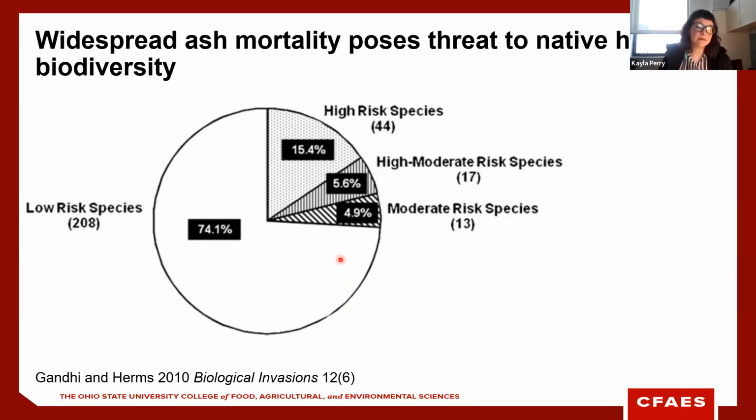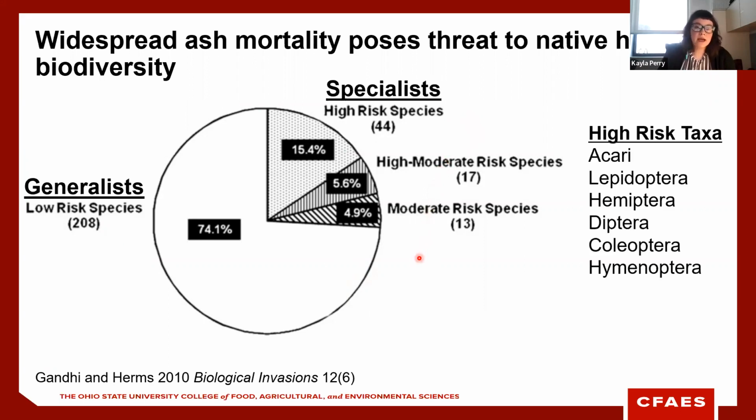And so this pie chart here is looking at arthropod species that utilize ash during some part of their life cycle. So we have low risk species, high risk species, high moderate, and moderate. And you can see the breakdown here. We might particularly think about generalist species. These species are considered low risk because they're not strictly dependent on ash in order to complete their life cycle. Whereas specialists are considered high risk because they require ash in order to complete their life cycle and survive.